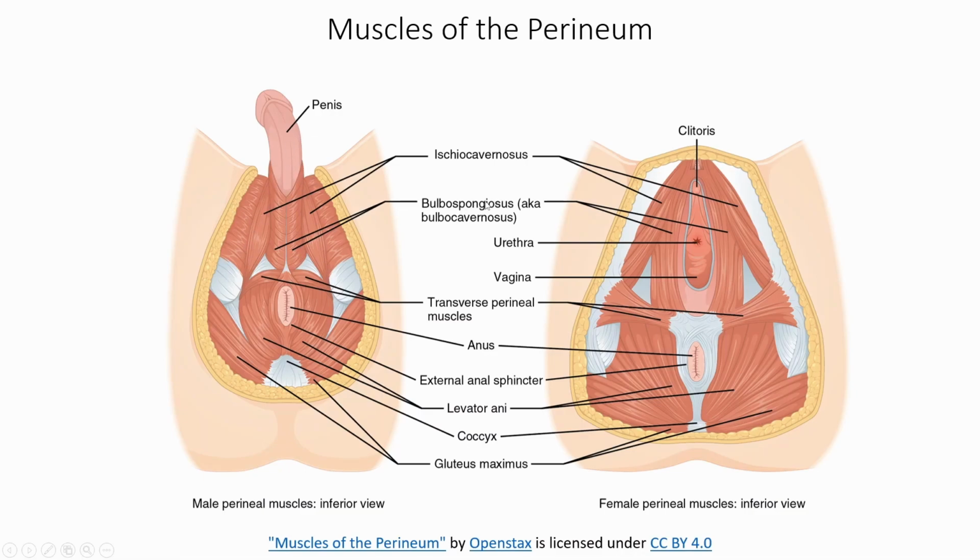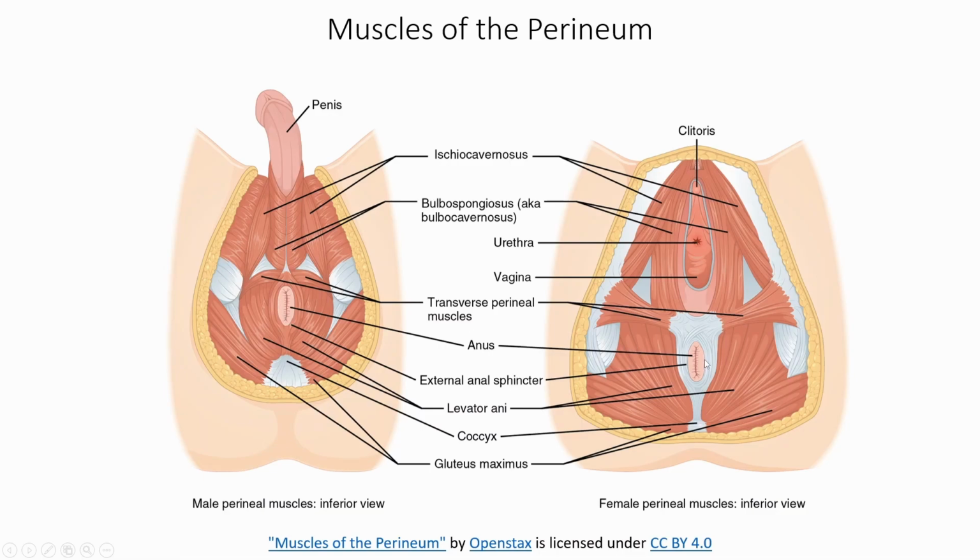The bulbospongiosus, sometimes called the bulbocavernosus, right, which is kind of wrapping around for like the penis is going to kind of wrap around with that penis, or in the female anatomy, right, we're looking at one's kind of wrapping around the urethra, the vaginal opening. We have the transverse perineal muscles. Remember, transverse, we're going kind of laterally side to side, so these ones are going to connect side to side.